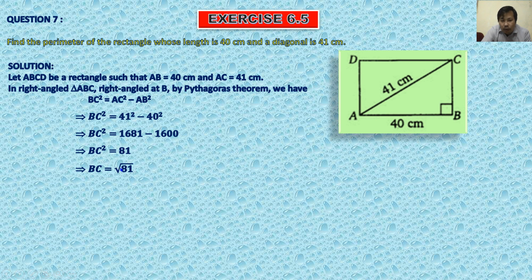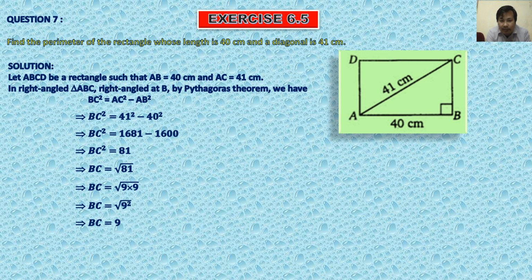Root over 81, what will it be? Let us see. BC is equal to root over 81, which can be written as 9 into 9. 9 nines are 81, isn't it? Yes, then BC is equal to root over 9 square. Now we can cancel the square root and the square, and we get only 9 here. So BC is equal to 9 centimeter. Now we get the BC, the breadth of the rectangle, as 9 centimeter.